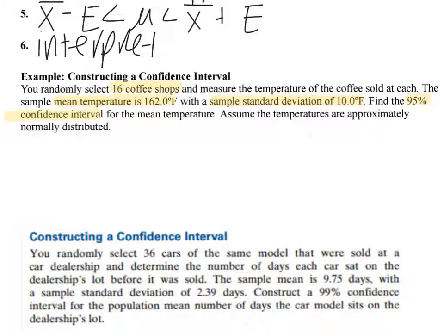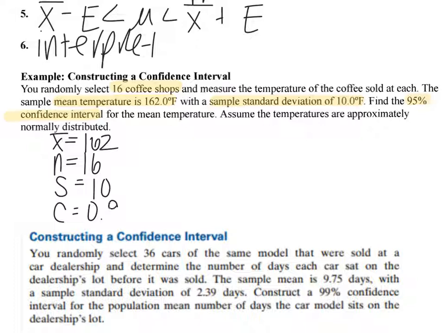Okay, so let's write down all the information here, all the variables that we have. Okay, we have x bar, the mean, is equal to 162 degrees. What else do we have? We have our sample size, n, is 16. Our sample standard deviation is 10. And our confidence level is 0.95. So now we have to identify the degrees of freedom. So the degrees of freedom is going to be 16 minus 1, which is 15.